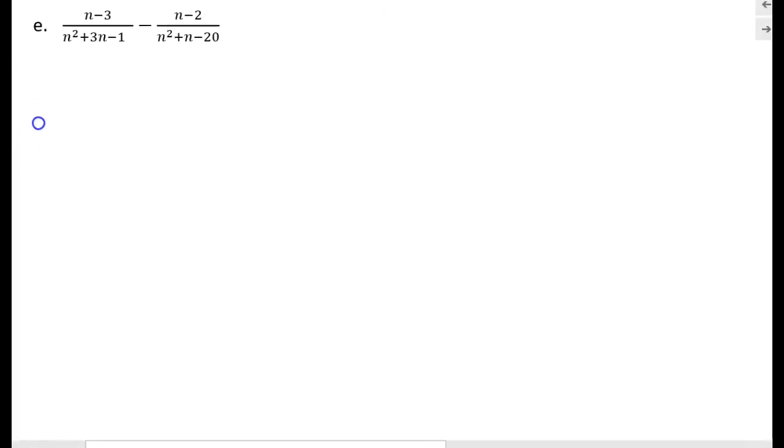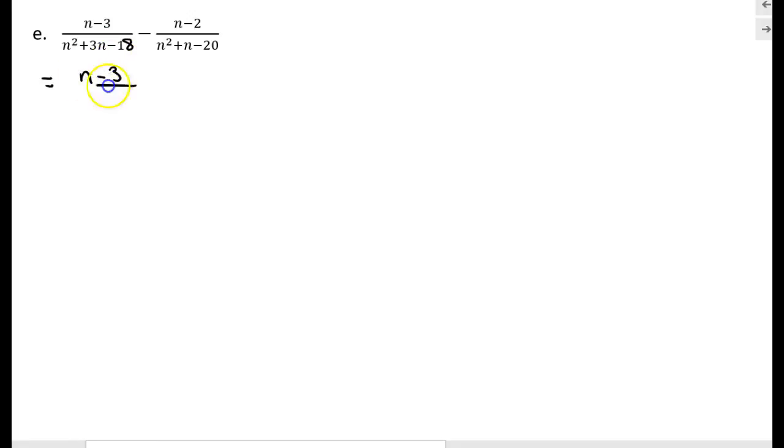Our last example. Okay, so when we look at E, again, you'll notice I missed that 8. I don't know why these digits keep disappearing. The rest of it looks okay though. First thing we're going to do, factor that denominator if we can. And luckily we can. So we've got n plus 6, n minus 3, subtracting n minus 2 over, and then we've got n plus 5, n minus 4.